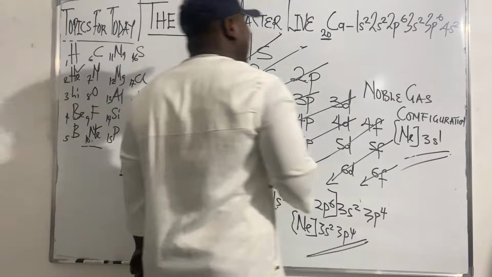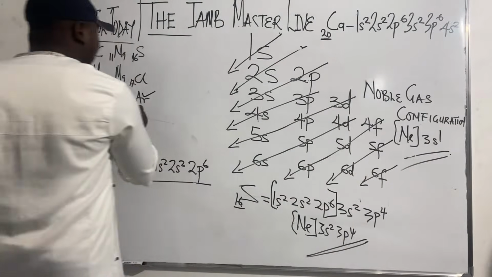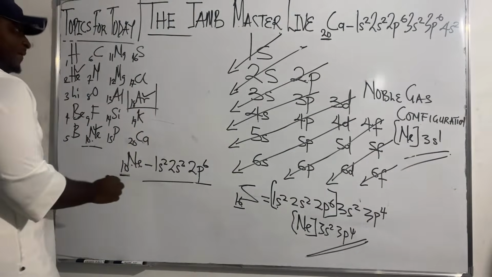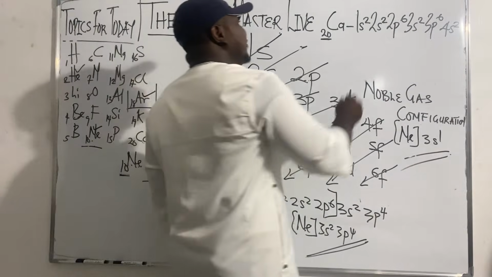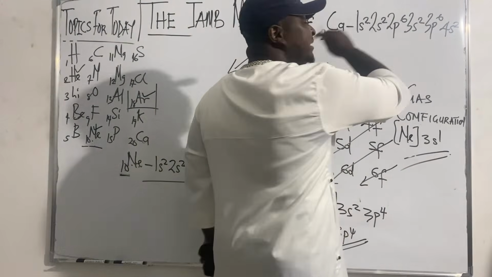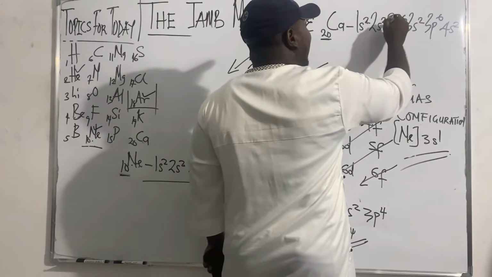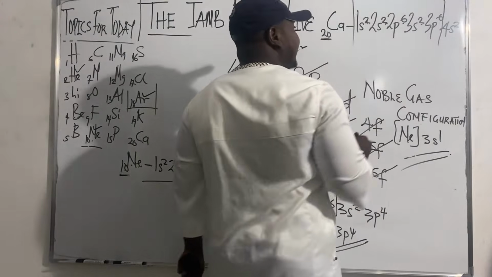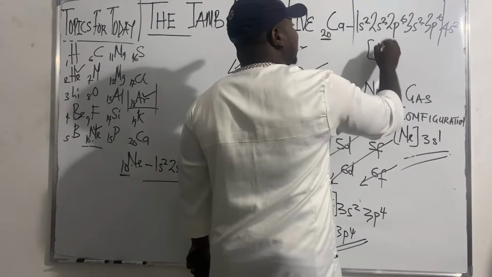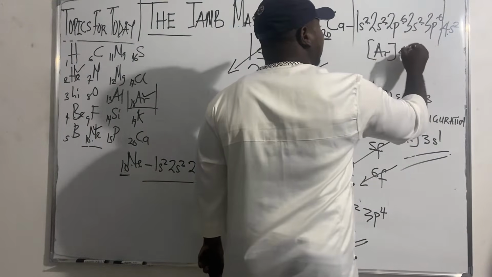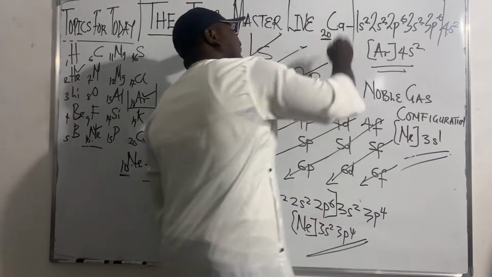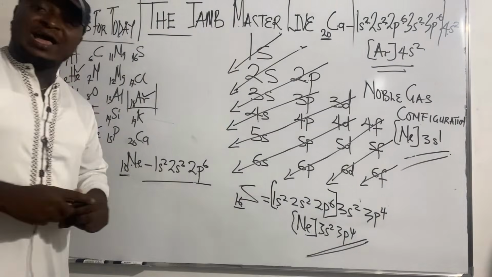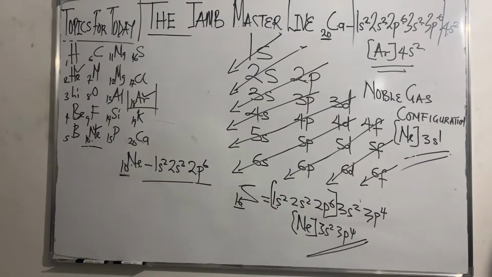But in terms of a noble gas, who is the closest noble gas to calcium? It's argon. Argon is 18. So class, we are going to account for the first 18 electrons in calcium and replace them with argon. 2 plus 2, 4, 4 plus 6, 10, 12 plus 6 is 18. So this is argon. We replace with argon, and then what's left? 4s2. This is the noble gas configuration for calcium.